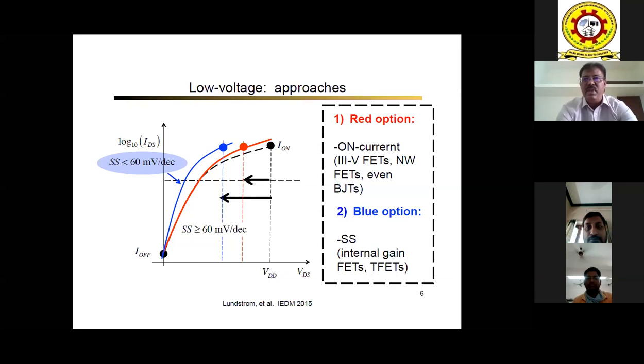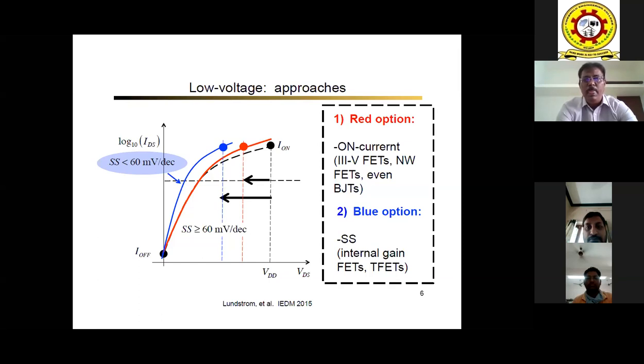Some of them are like nanowire FETs, and even in some cases, BJTs are aptly used. It's not that we want to use BJTs in place of an FET, but as we run through the slides, we would know there is automatically a physical presence of a BJT inside the device structure. Then the blue option is more optimum compared to all the three curves, and this is the outcome of an internal gain. We call them IFETs. IFET stands for internal gain FETs. We see some of those examples in today's seminar, as well as TFETs, tunneling field effect transistors.